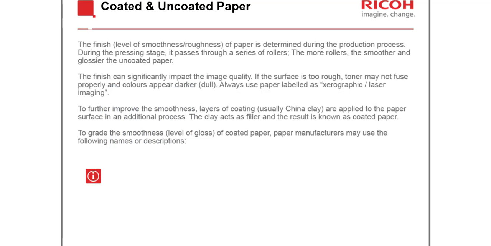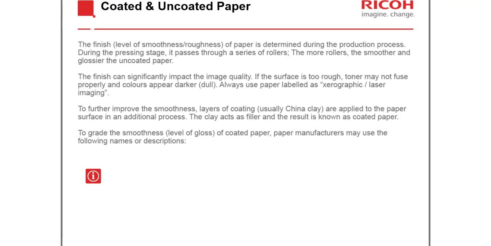The finish or level of smoothness of paper is determined during the production process. During the pressing stage, it passes through a series of rollers. The more rollers, the smoother and glossier the uncoated paper. The finish can significantly impact the image quality. If the surface is too rough, toner may not fuse properly and colors appear darker. Always use paper labeled as xerographic or laser imaging.